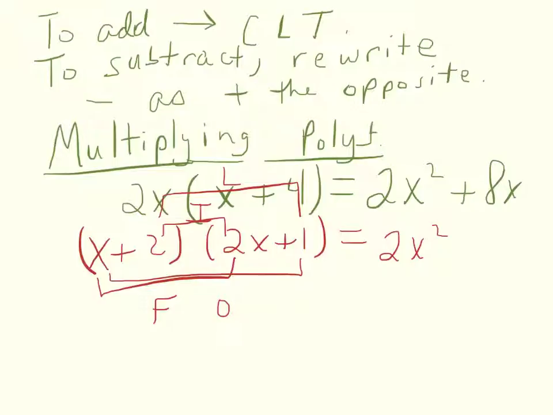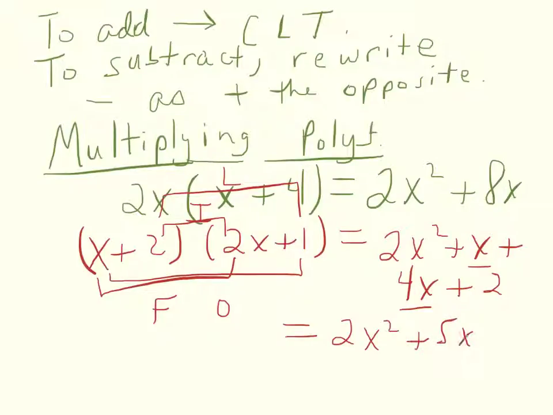Our outside pair is 1 times x, which is x. Our inside pair is 2 times 2x, which is 4x, and then our lasts, the 1 and the 2, gives us 2. And so we do have 4 terms currently, but if you notice, these two terms are like terms. And so we can combine those again just like we did in the first part of 5.3. And so our final answer here is going to be 2x squared, x plus 4x is 5x, and then plus 2.